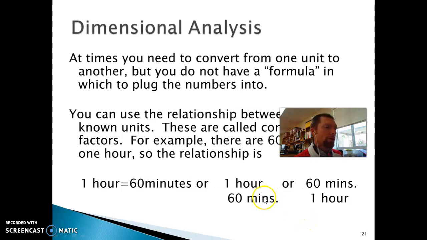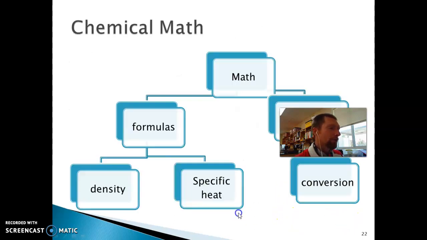All right, so like if we were wanting to convert from minutes to hours, we would use this one. If we were wanting to convert from hours to minutes, we would use this one. Basically, this is saying if you have minutes, you want to go to hours, you divide by 60. If you're at hours and you want to go to minutes, then you multiply by 60. And I'll show you how that works in a lot more detail as we go on.